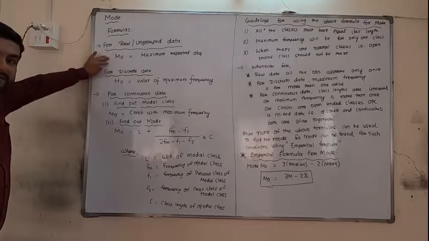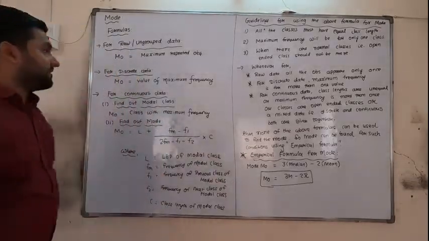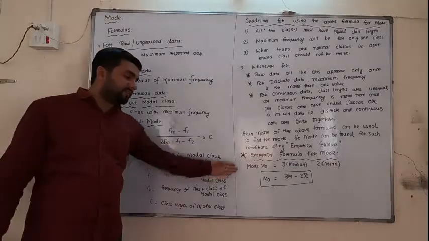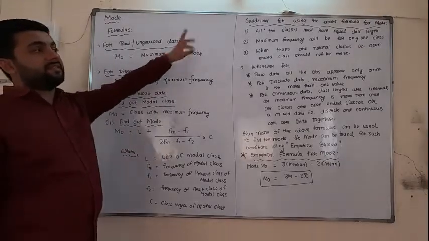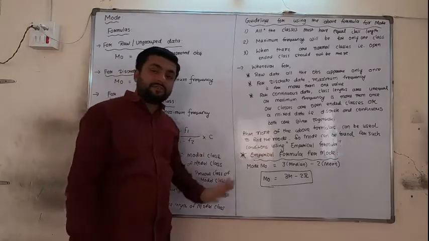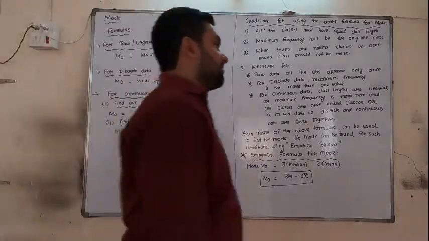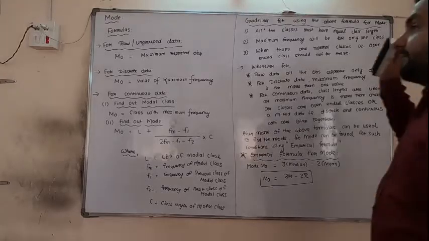So for raw data, use the maximum repeated observation; if all the observations occur only one time, then use this empirical formula. For discrete data, use the value of maximum frequency; again if the maximum frequency occurs more than once, then use the empirical formula. For continuous data, only use the normal formula when these three conditions are okay. If they are not okay, then use this empirical formula. So friends, write this much, and then we are going for exercise 3.5, given on page number 109.